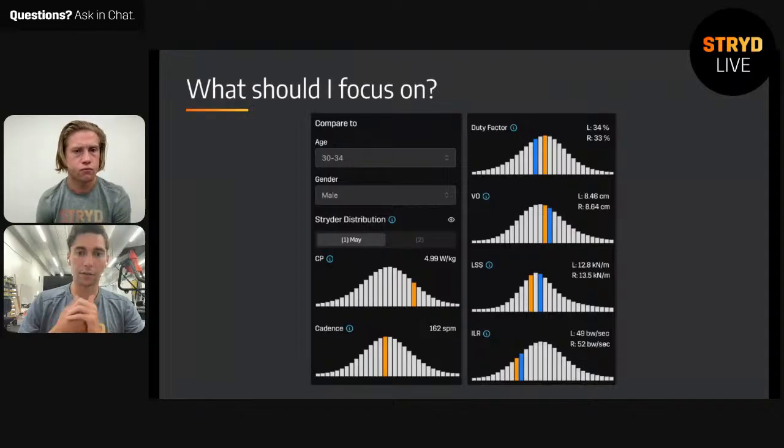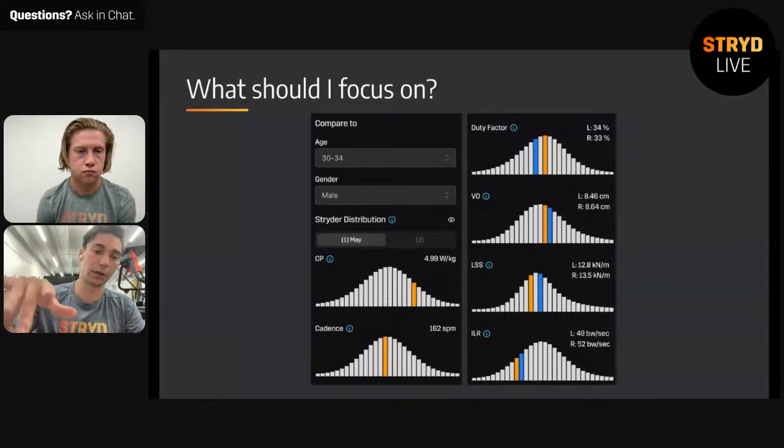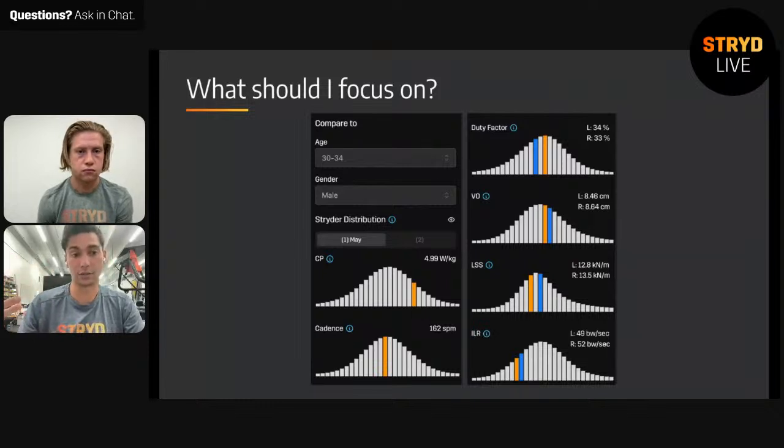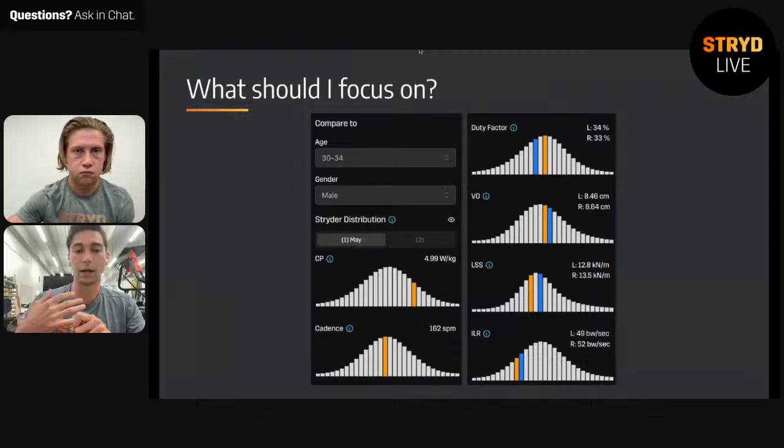Yeah, so the data visualization we're looking at here are distributions made available through the monthly footpath feature. And basically, we're looking at May of this year. What this is showing is where Gus falls on different metrics compared to other Stryd users of his gender and age. So let's run through the metrics that the article will also highlight as well.